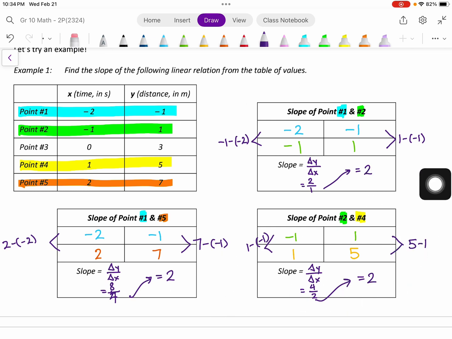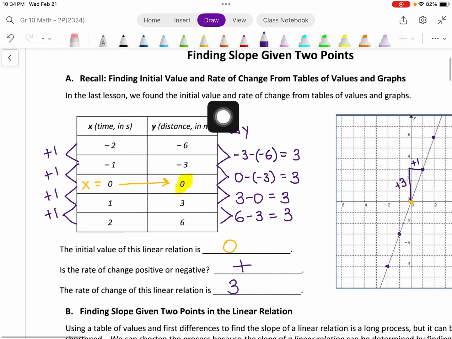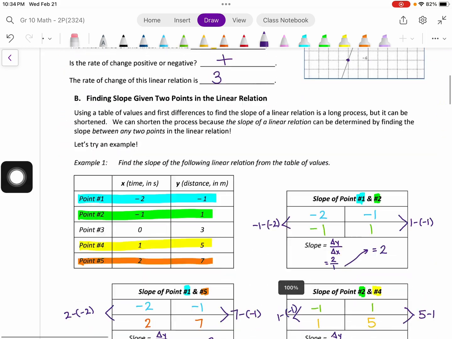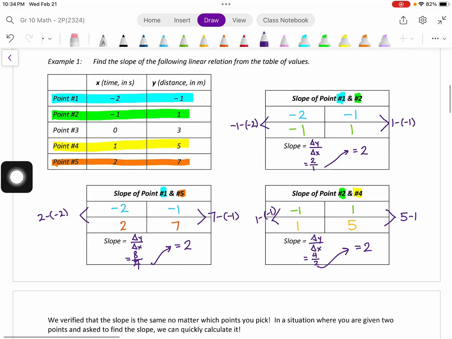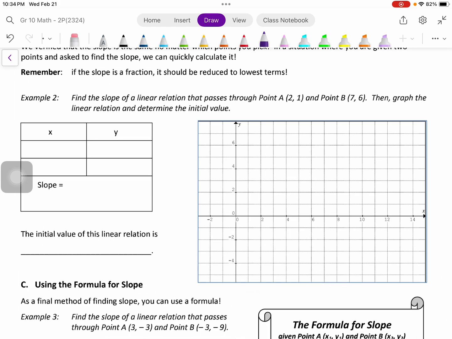So using these 5 points, I picked 2 different sets of points 3 times, and every single time my slope is equal to 2. So what that tells us is that we do not have to go through this every single time. We can actually just pick any 2 points, and we can calculate our slope or our rate of change from that. So let's do another example here.